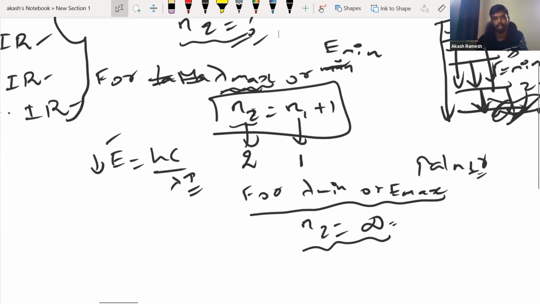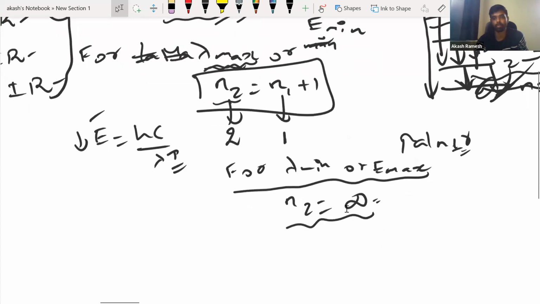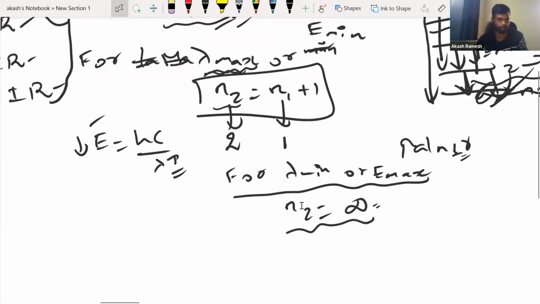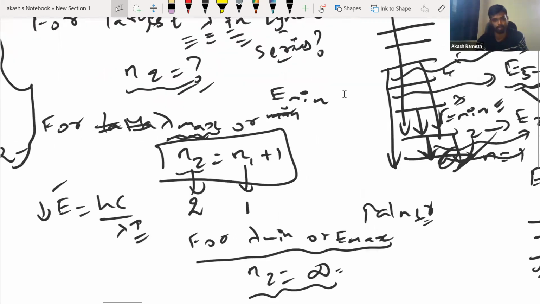For that, you have to understand that the N2 value should be the next value after N1. That is, N2 is equal to N1 plus 1. Same way, for lambda minimum or energy maximum, N2 should be infinity. Now, either you can remember it like this, if you want to by heart, you can, or you can always remember the logic of how it works.